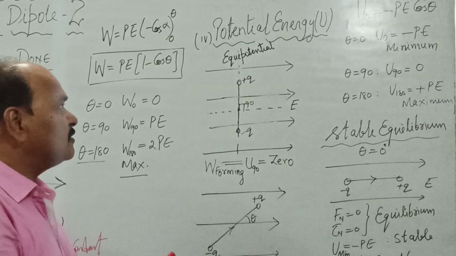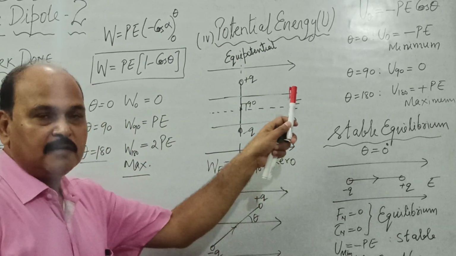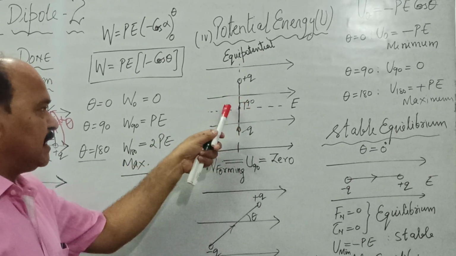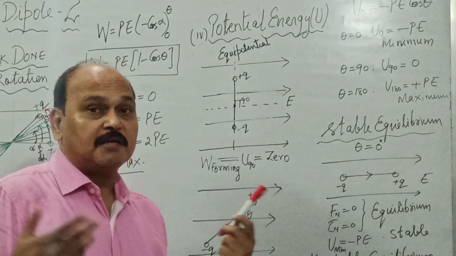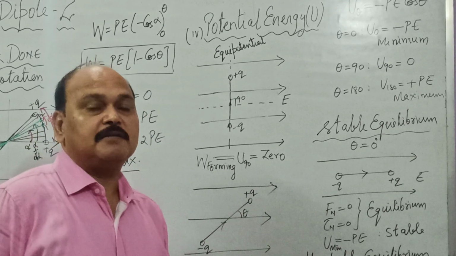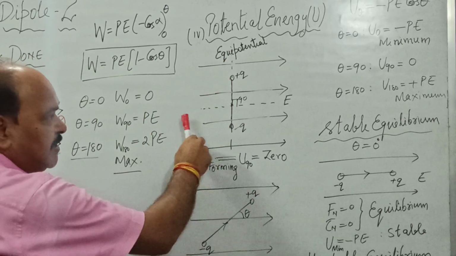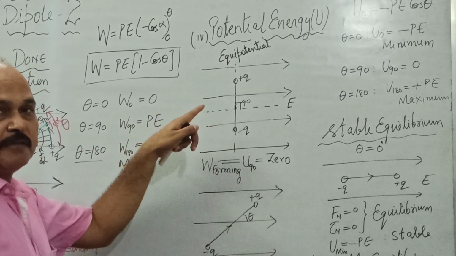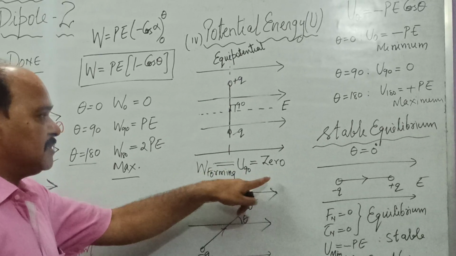Now, children, we are going to find out the potential energy of a dipole in a uniform electric field. Suppose the dipole is placed in this orientation such that it makes an angle of 90 degrees with the field. Potential energy of any charge or charge configuration is always the work done in forming or creating that charge configuration. So when the dipole makes an angle theta of 90 degrees with the field, what is work done in forming this configuration? It is going to be 0. Therefore, potential energy is going to be 0.